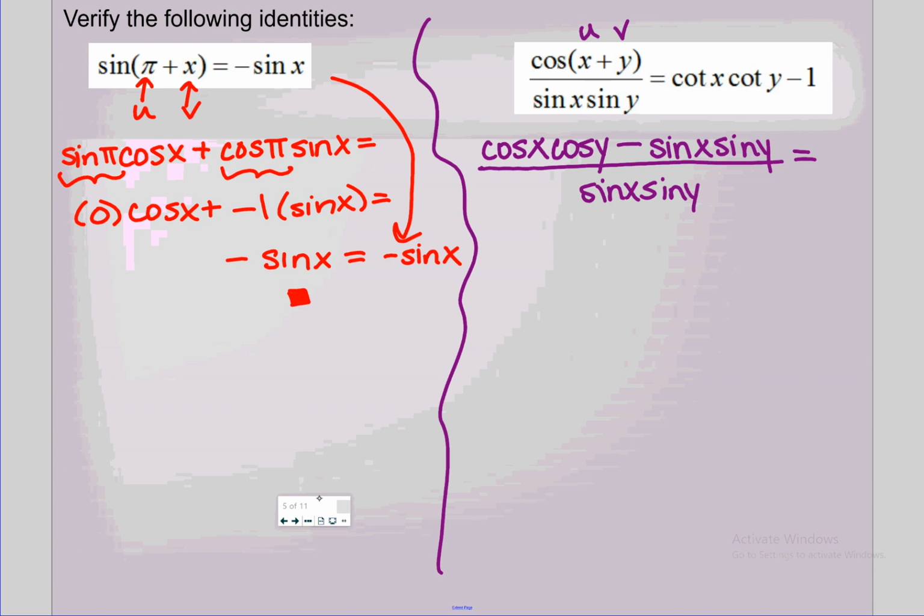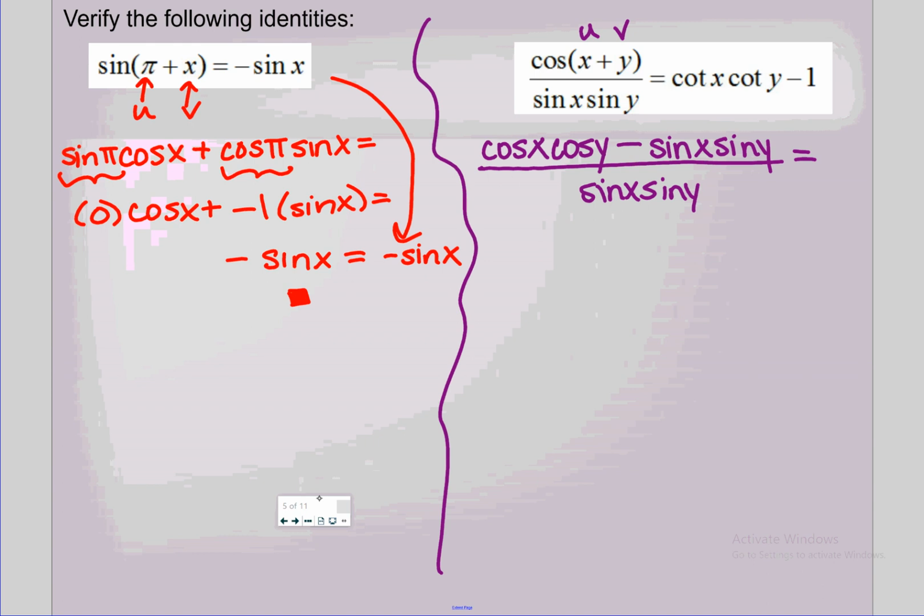Although it is tempting, are you allowed to cancel that sine x, sine y? No, you are not. But if you did, that would be really great. So what I need is a cotangent. Cotangent is what for your quotient identities? Cosine over sine. If I can get this sine x sine y just under this first part of the fraction, I have my cotangents. I have a cosine over sine for x, which would be a cotangent x, and a cosine over sine for y, which would be a cotangent y.